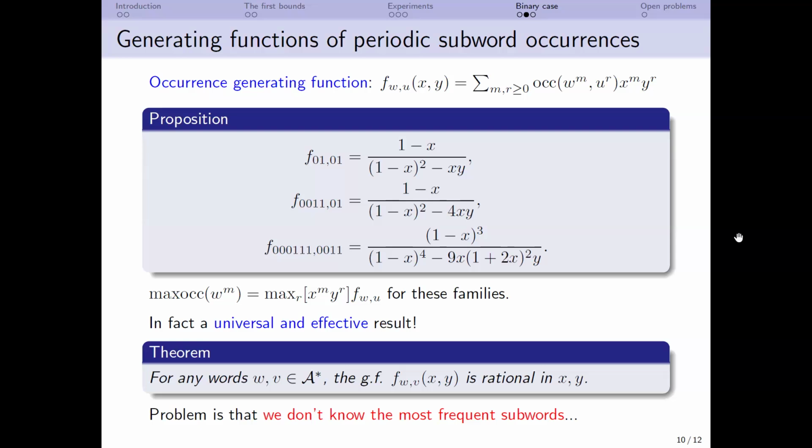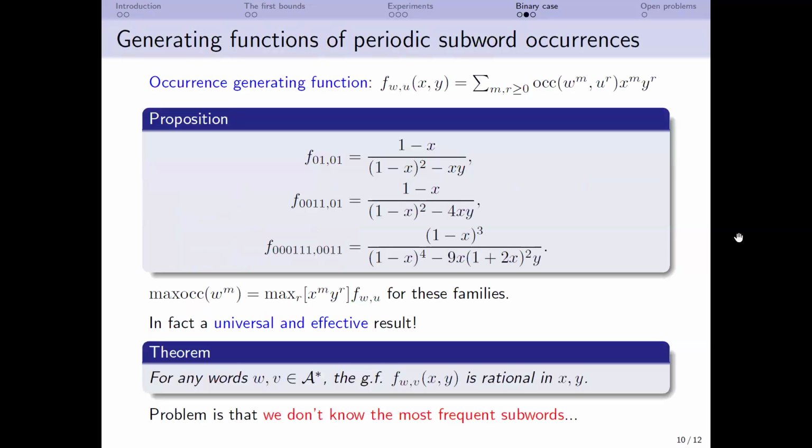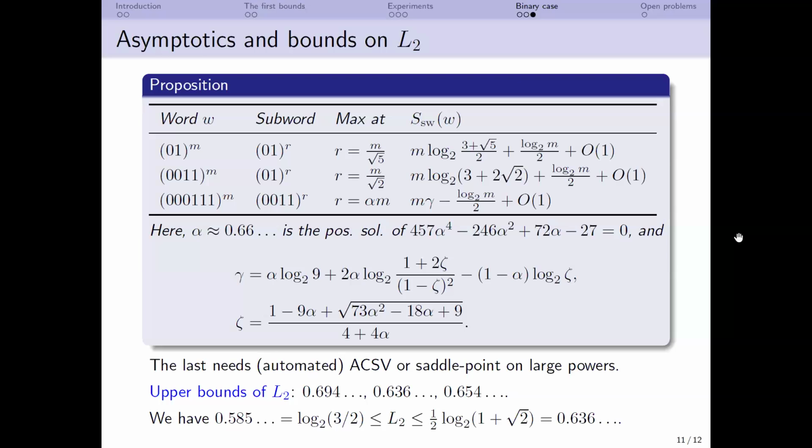And in fact, it is not a coincidence that they are all rational functions, because this holds for any word, any periodic word, and any periodic subwords. The problem is that we don't have a result that the most frequent subword of a periodic word is also a periodic word that we know. So we cannot directly apply this to obtain upper bounds. Okay, now afterwards, the computation is easy, and here are the results.